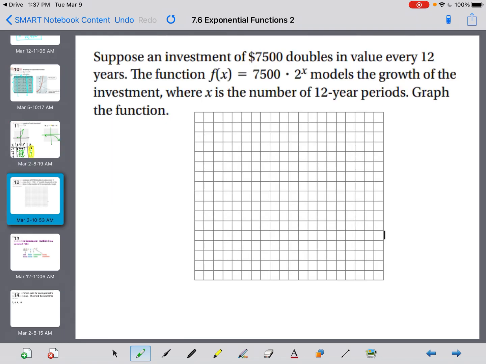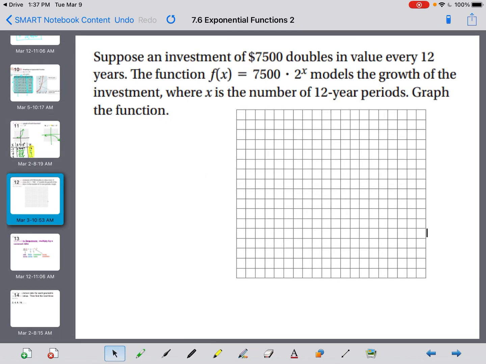All right, last one for the day, real world problem. Suppose an investment of $7,500 doubles in value every 12 years. The function f of x is equal to 7,500 times 2 to the x models the growth of the investment, where x is the number of 12-year periods. Okay, and then we're going to graph the function.